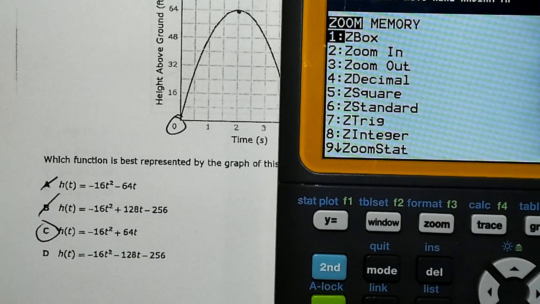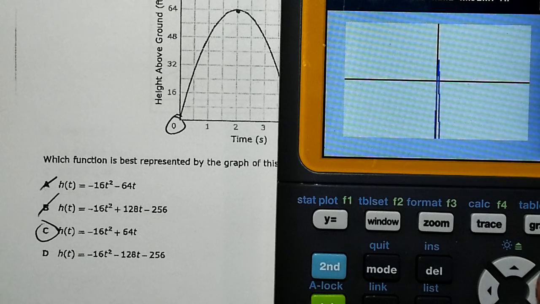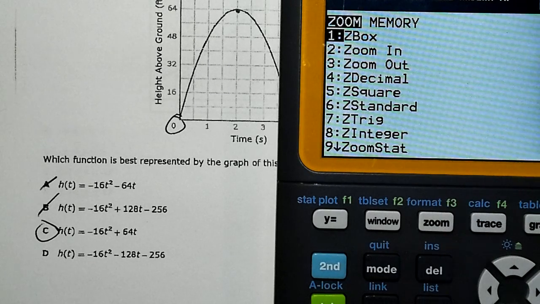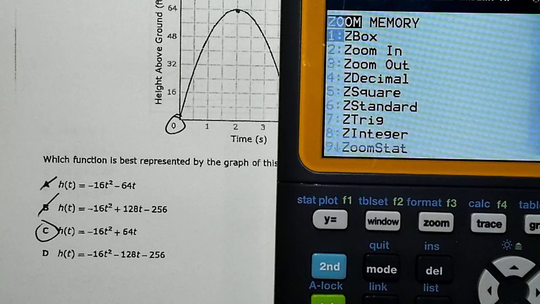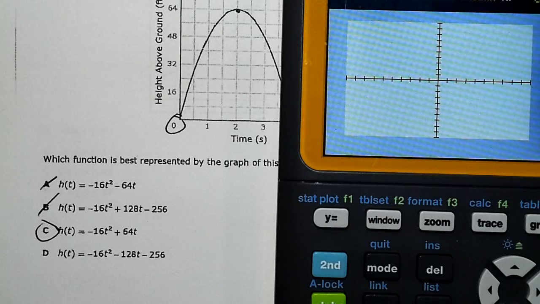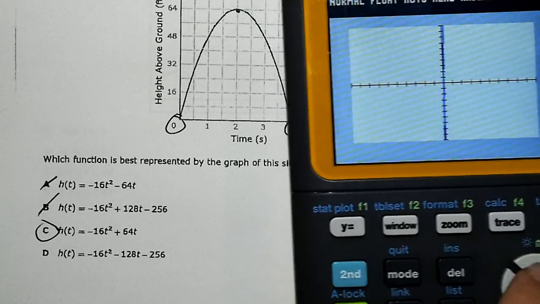Anytime you need to reset your zoom, you can go back to see our graph, it's way off. Hit zoom, hit number 6, Z standard, and that'll fix it back to what it was originally.